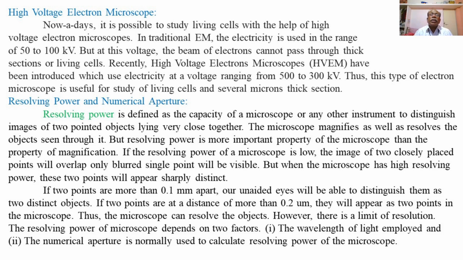Recently, high voltage electron microscopes have been introduced, which use a voltage ranging from 500 to 300 kilovolt, and thus this type of electron microscope is useful for the study of living cells, and several microns thick sections can also be observed under the high voltage electron microscope.